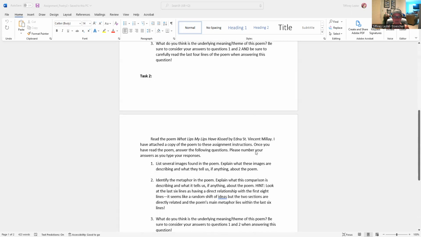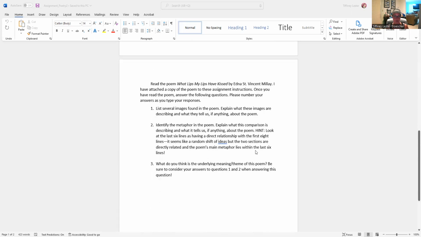Task 2 is going to have you look at a second poem called What Lips My Lips Have Kissed by Edna St. Vincent Millay. And I have attached a copy of that poem to these instructions. And it's a very similar setup here. The first thing you're going to do after you read the poem is list several images that are found in it and explain what each image is describing, what it tells us about the poem, and how it relates to the poem. I'd say at least 2 or 3 images.